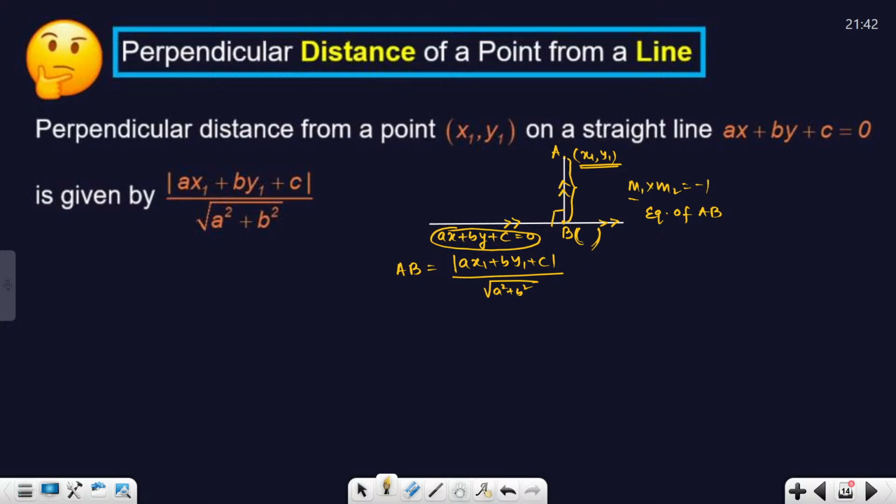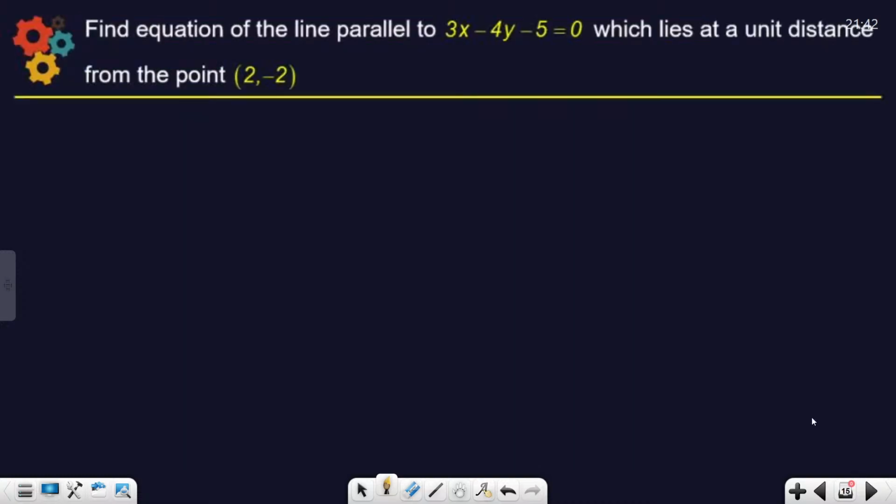And the moment you have the point of intersection B, you know A and you know B, so you know the distance between AB, which will give us this. No need to prove that. Again, I'm telling you, it will be a wastage of time in your preparation. But remember how it is actually coming. And obviously, you have to remember the formula. That's for sure. Okay, now let's move to the next problem based on this.